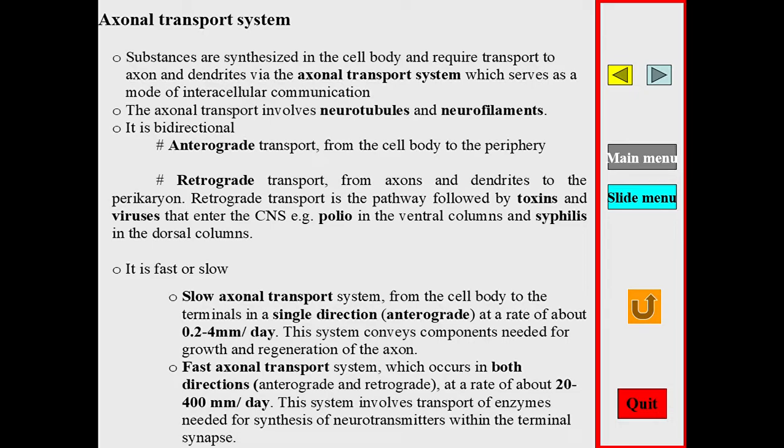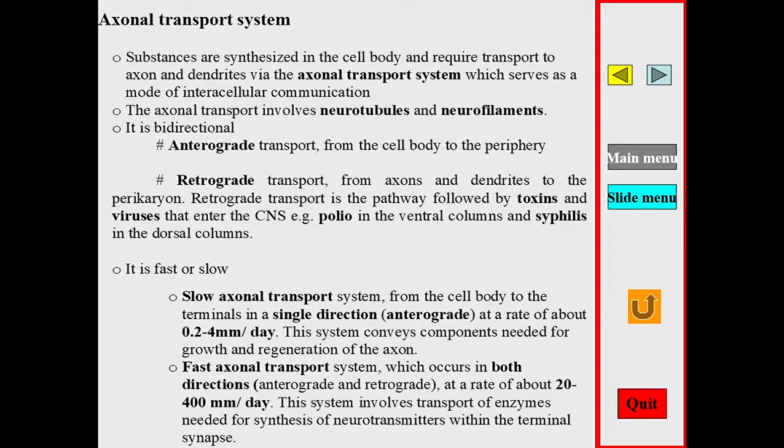Within those axons or within those neurons, there should be a way of transporting the substances or the chemicals across the neuron. And usually those chemicals or substances are transported via what we call the axonal transport system. This axonal transport system is composed of neurotubules and neurofilaments, mainly the neurotubules, which are microtubules. This axonal transport system is bidirectional, which means it goes in both directions.